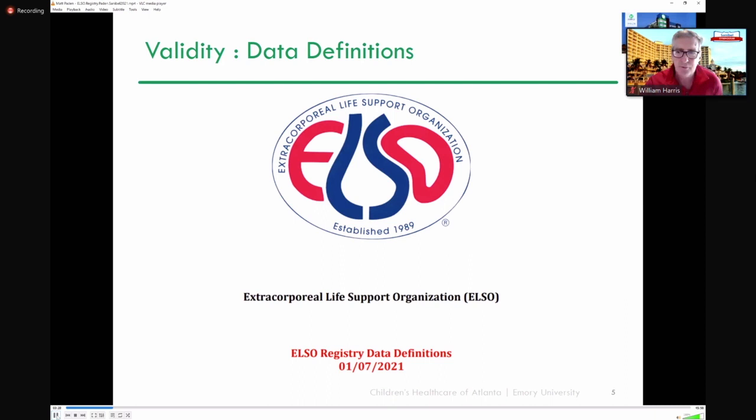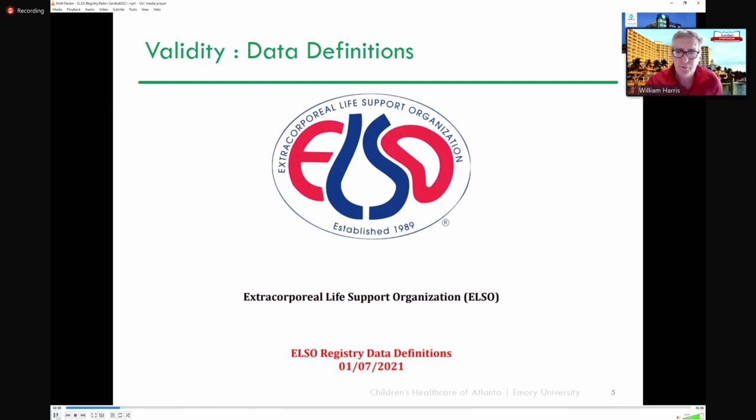So validity all comes back to one thing, and that is data definitions. Again, we've got more than 400 centers all across the world that are entering data. We have to make sure that we all have a common language that we're speaking, and that's where data definitions come into this. This is the front page of the ELSO data definitions, which you can find on the ELSO website. You can see they were last updated in January of 2021.